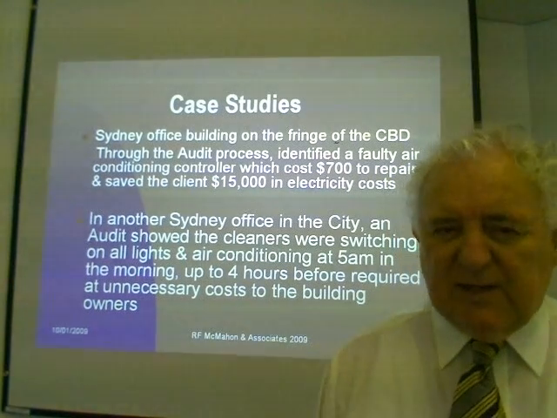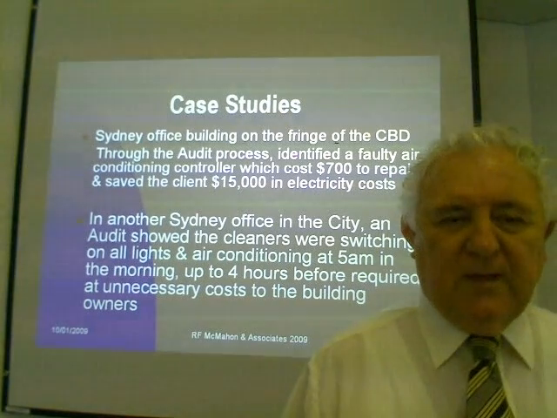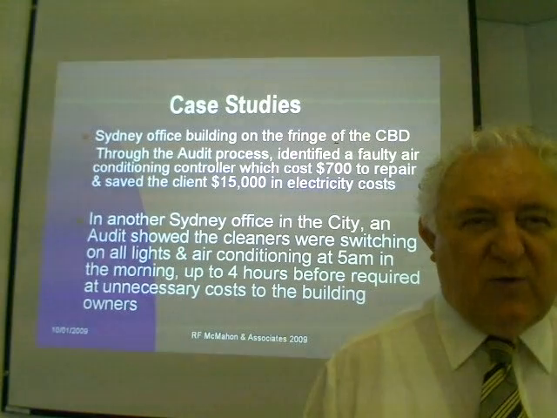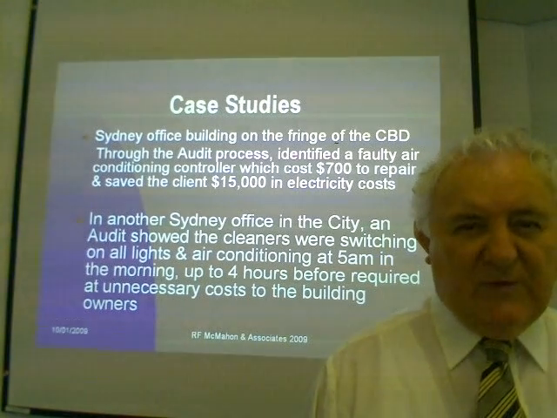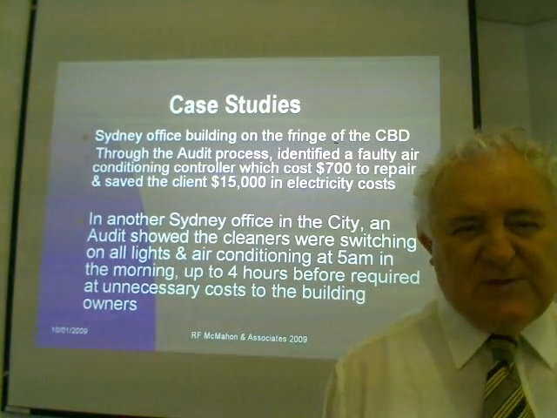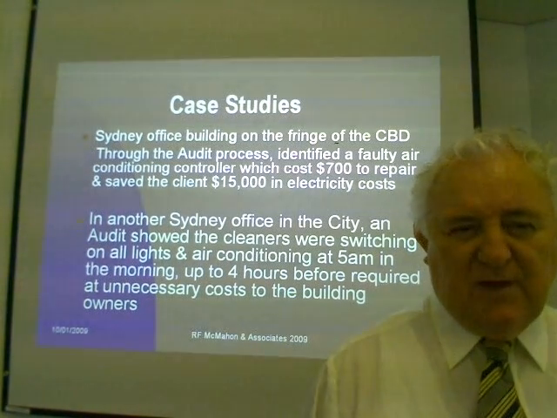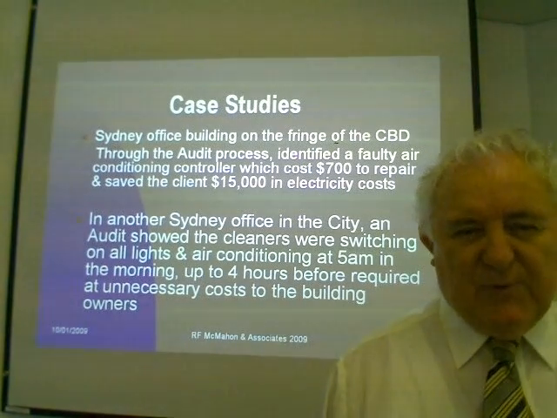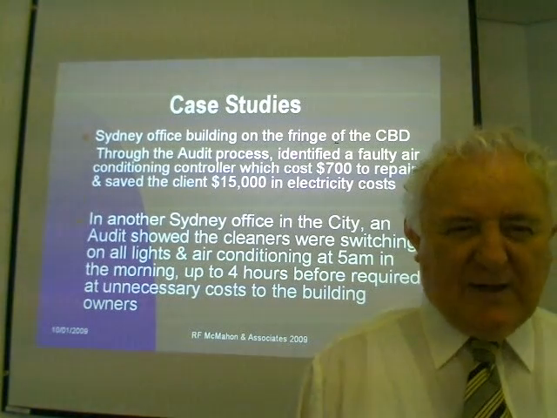Now, just a couple of case studies to give you some examples. In a Sydney office building, the audit showed that the air conditioning was running all night, when it shouldn't have been, and that was fixed by fixing a controller, which cost about $700, and this saved the client some $15,000 a quarter in their electricity costs. Huge saving. That was shown up on the graph, and quickly found and rectified.